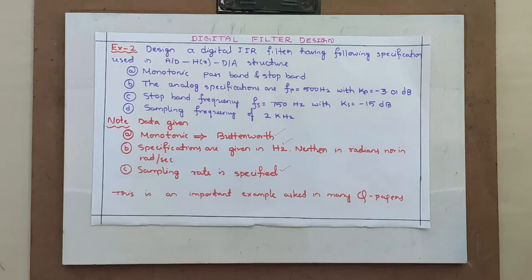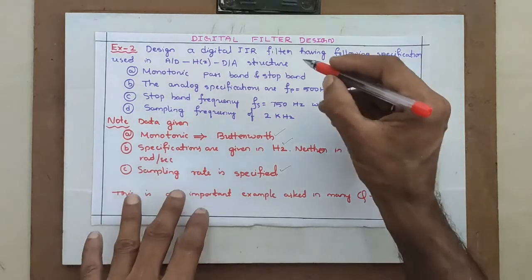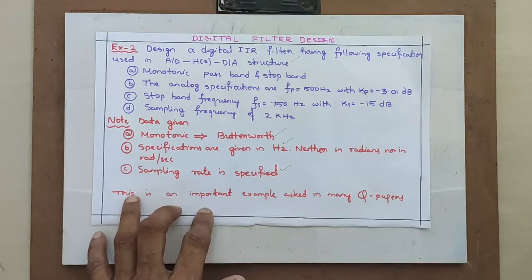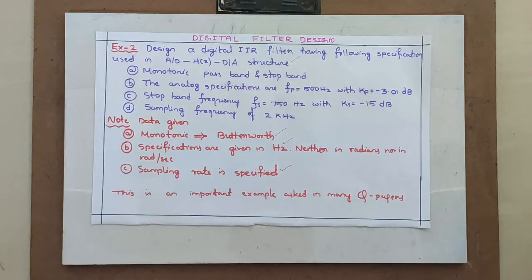It says: design a digital IIR filter having the following specifications, using the analog to digital, H of Z, digital to analog structure, having monotonic passband and stopband. The analog specifications are Fp equal to 500 Hz with Kp equal to minus 3.01 decibels, stopband frequency Fs equal to 750 Hz with Ks equal to minus 15 decibel, and a sampling frequency of 2 kilohertz.